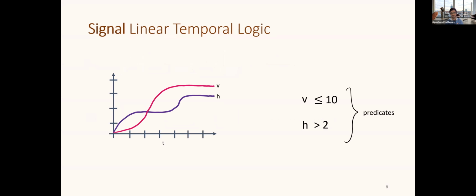Instead of looking at valuations of propositions in a Boolean way, we might want to directly look at signals which have numerical values. In this case, instead of atomic propositions, we would like to look at predicates which compare the components of the signal directly with constants.